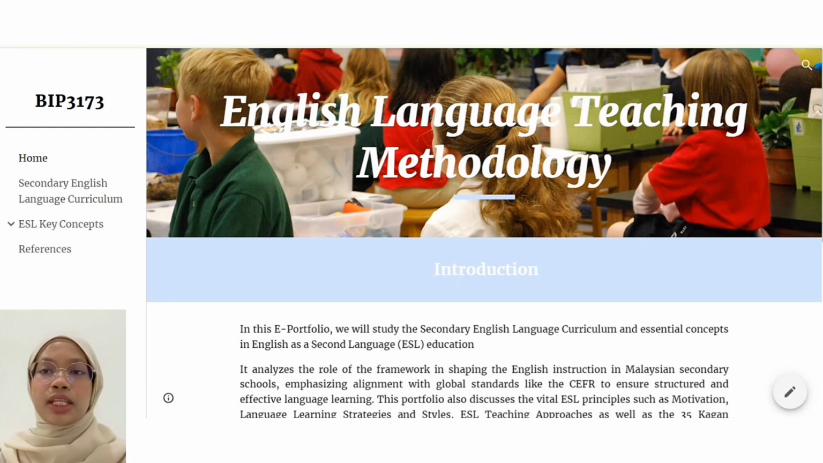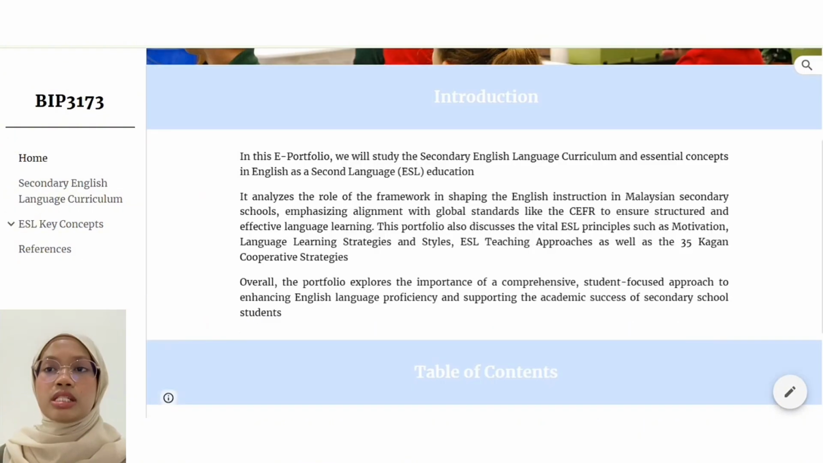My name is FARISYA binti BAKAR SIDDIK, and today I'll be presenting about an e-portfolio in regards to my course subject, which is the English Language Teaching Methodology with the course code BIP3173. In this e-portfolio, we will study the secondary English language curriculum as well as the essential concepts in English as a second language education.